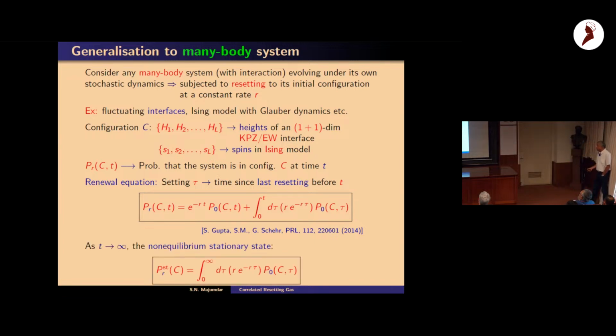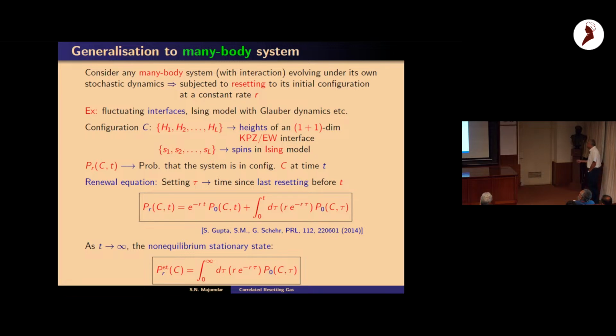And in particular, in the long time limit, if this integral exists, then you reach a non-equilibrium stationary state. To characterize this non-equilibrium stationary state, notice that you need to know the full dynamics at all times tau, not just at late times, in the absence of resetting, because this is just a Laplace transform of that object. So again, this is a very general thing.